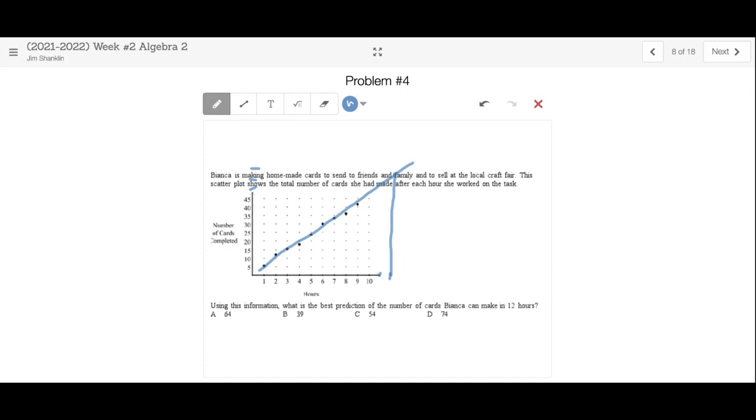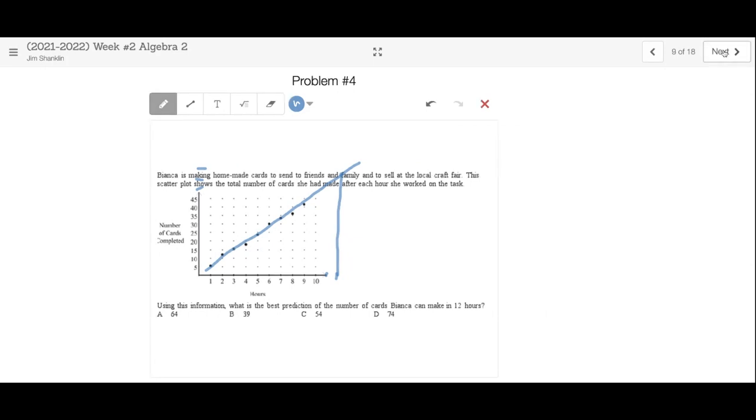It would have been nice if they would have extended the graph out a little bit more, so we'd have a little bit better of an idea. Yeah, it would have been really nice if they extended that graph out a little bit more, but they didn't. So we'll go with what we have.